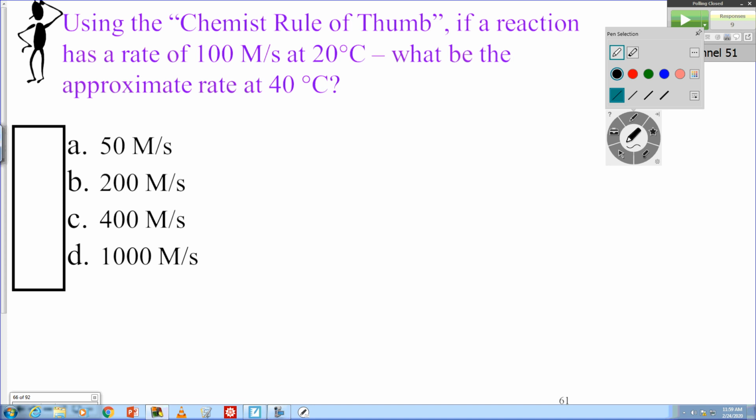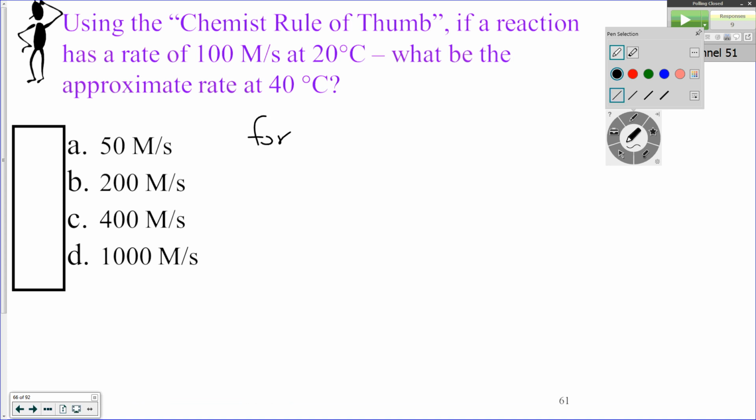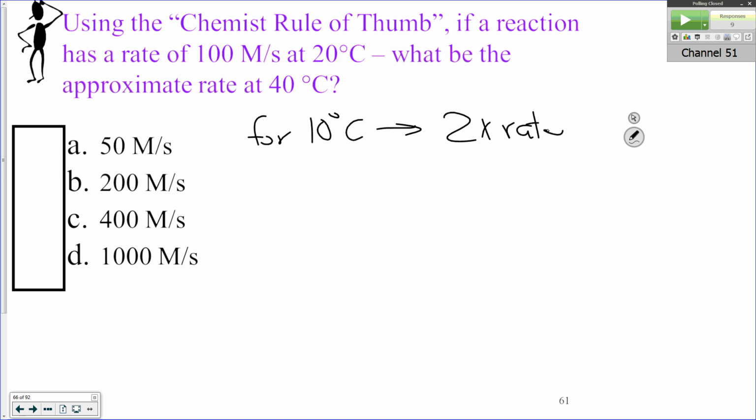All right, so the rule of thumb says that for every 10 degrees Celsius, you get twice the rate. That's the chemist's rule of thumb. Every time you change the temperature 10 degrees, the rate approximately doubles.